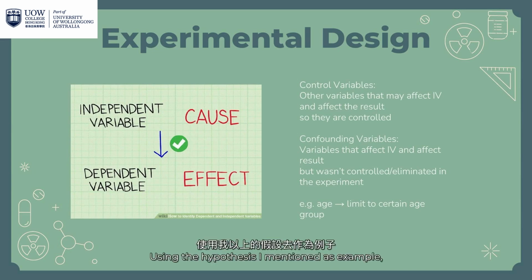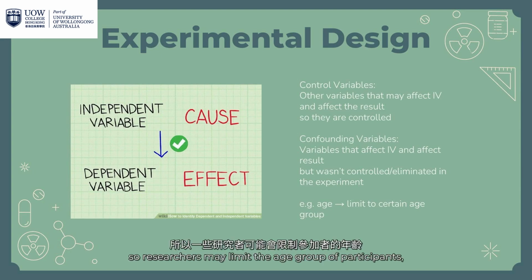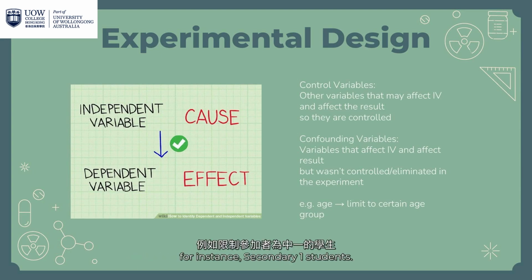Using the hypothesis I mentioned as an example, the IV is the mood of students and the DV is mistakes in the knowledge test, while a potential control variable may be age, because different age groups may have different amounts of knowledge. So researchers may limit the age group of participants, for instance, secondary 1 students.